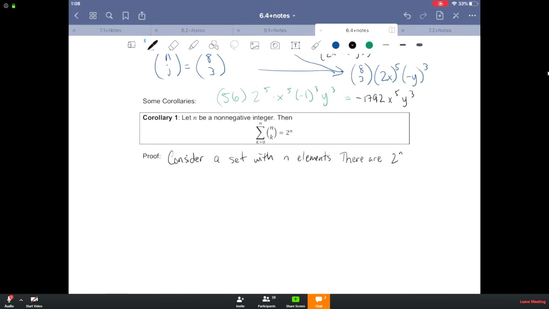So there are 2 to the nth subsets. Okay, because remember, for each element, the way we got that 2 was we can pick that element to be in the subset or we don't choose it to be in that subset, right? So each element has 2 options. It's either in that subset or it's not. So you get 2 options for the first element, 2 options for the second one, 2 for the third, and so on. So you get 2 times 2 times 2, n number of times. So you get 2 to the nth.